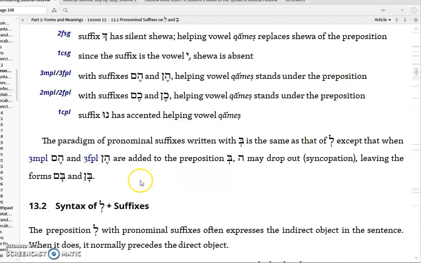Except sometimes you get a shortened form. So instead of getting bahem, you'll often get bam, where the ahem has contracted into bam, and the bahen may contract into ban, but it's still M is for men and noon is for nashim, women, and so that might still help you there.